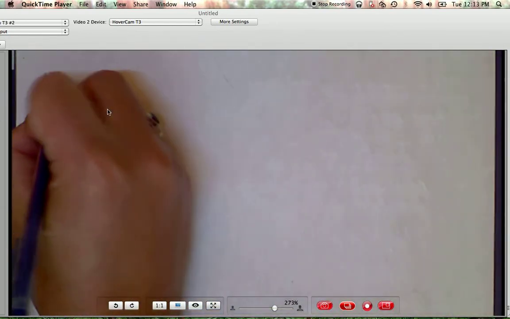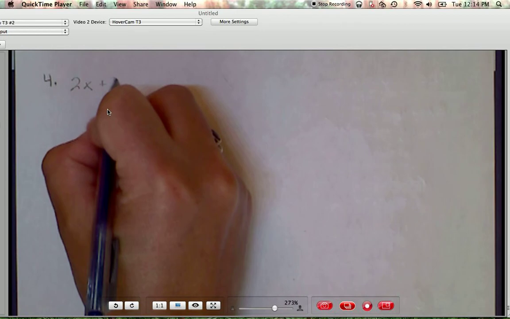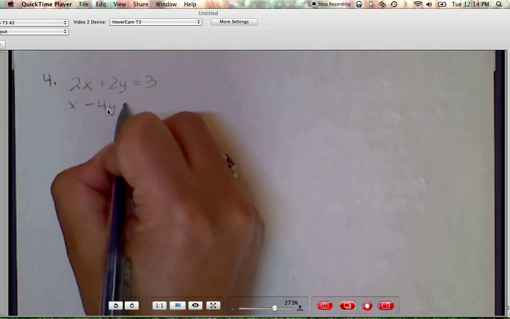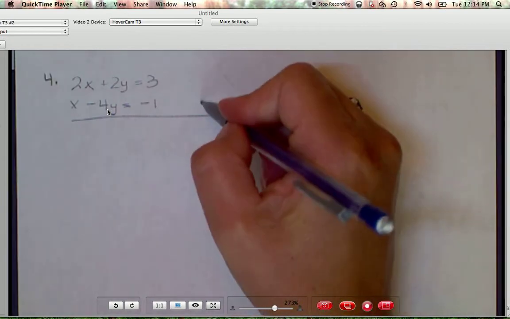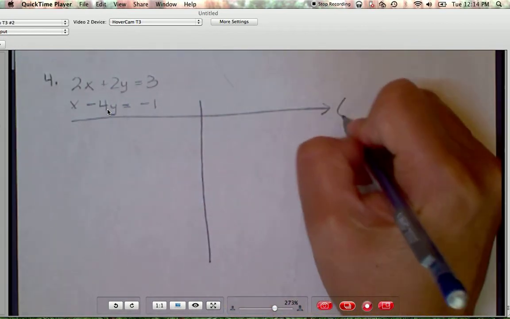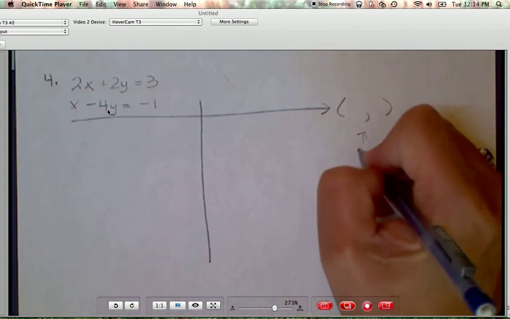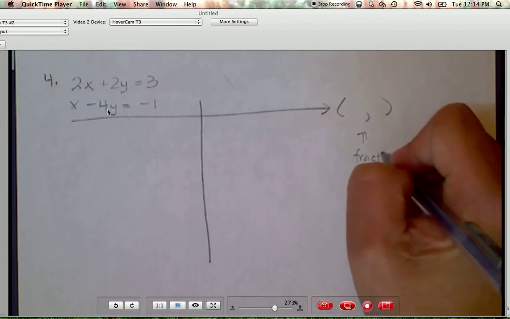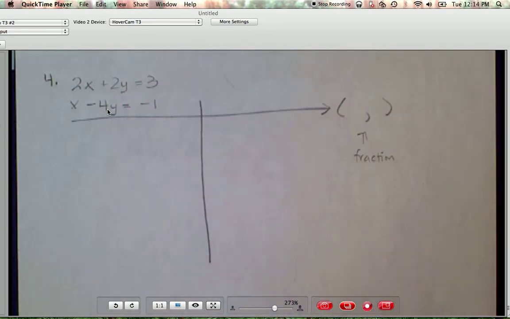What I'm going to have you do actually is do number 4 and number 5 on your own and bring them to class tomorrow. So number 4 is 2x plus 2y equals 3. And x minus 4y equals -1. So you can make your table and figure out what this coordinate point will be. I'll give you one hint. One of these will be an easy fraction. If you come out with an easy fraction for either the x coordinate or the y coordinate, you're on the right track. They won't both come out to be fractions.